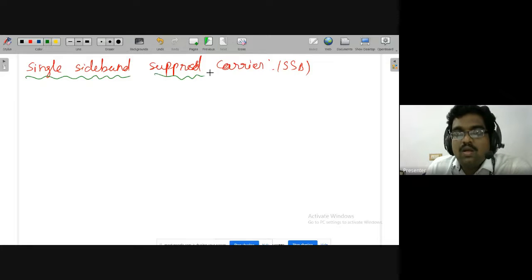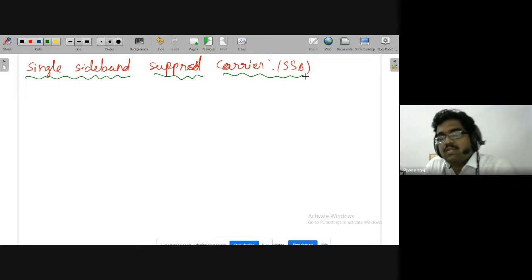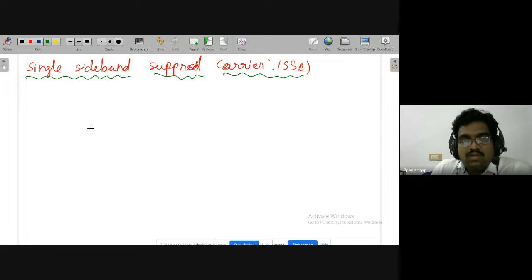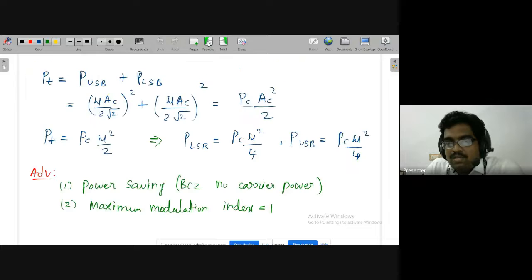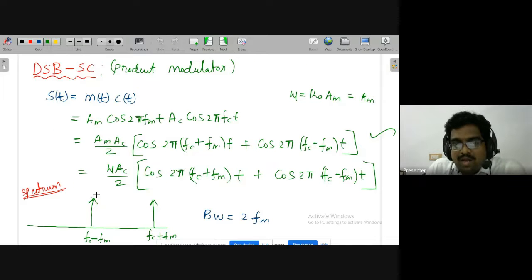So here, in case of SSB, we will transmit only one sideband, either upper sideband or lower sideband. When we have double sideband, the information is present on both sidebands. But if you see the shape of the spectrum, both are the same. Even in the double sideband, you see here, the same value is in the upper sideband. The lower sideband and upper sideband have the same shape.